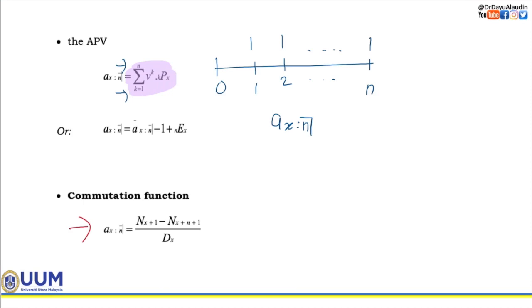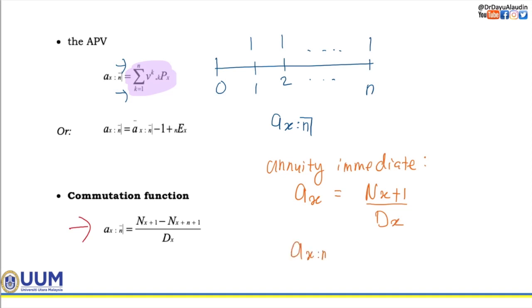So for annuity immediate, we have two types. For whole life annuity immediate, it is N_{x+1} over D_x. And for n-year temporary life annuity immediate, it is equal to N_{x+1} minus N_{x+n+1} over D_x. So the difference between annuity immediate and annuity due is only the numerator for both cases.